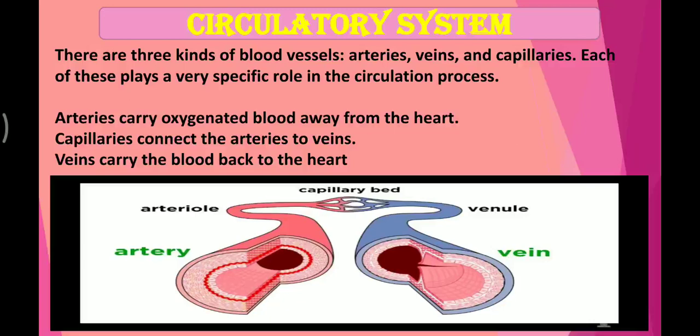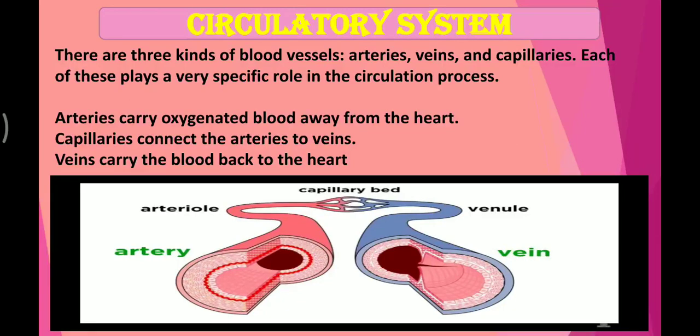Arteries carry oxygenated blood away from the heart. From the lungs it comes to the heart and fills up with oxygen. You remember alveoli, where exchange of oxygen and carbon dioxide happens. That oxygen is carried by blood and through the heart it goes to all parts of the body. I told you that this blood is carried by arteries. Remember students, arteries carry oxygenated blood, the blood with oxygen.